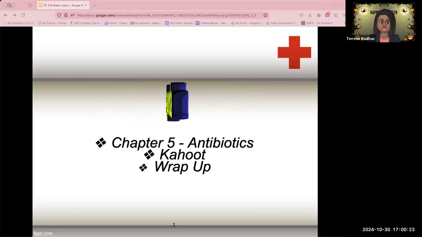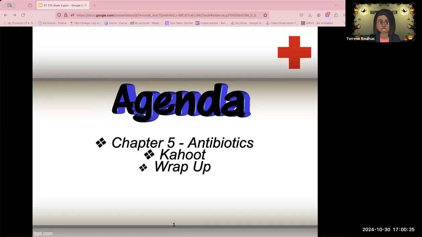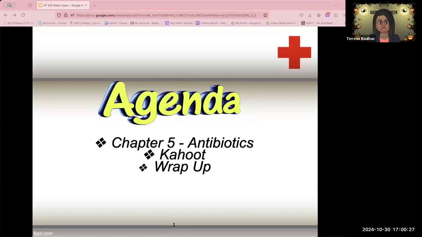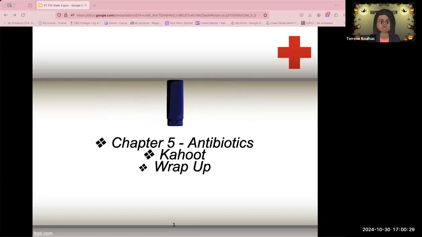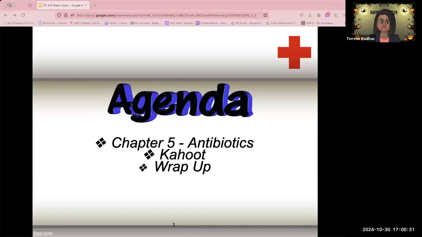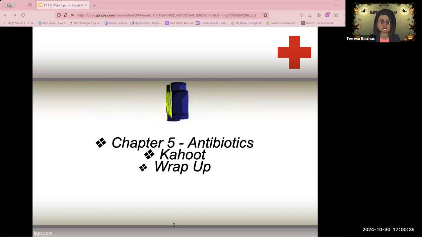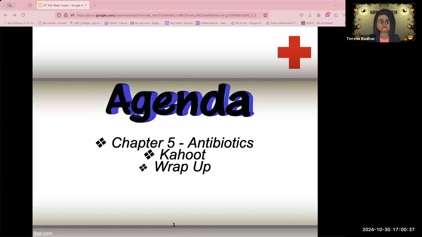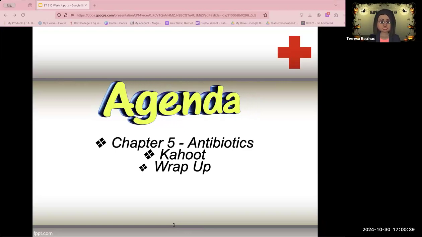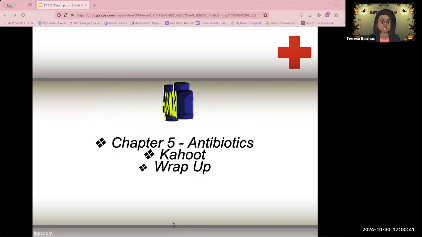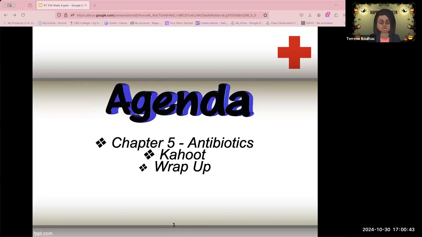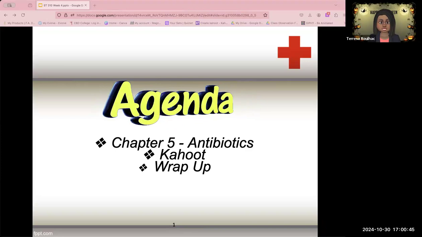So we'll start with an overview of different key concepts related to antibiotics, including their classifications and significance in our setting. Time permitted, we will work on our Kahoot. Granted, that's if we have time. And then we are going to wrap up everything and look at different things with chapter 5.